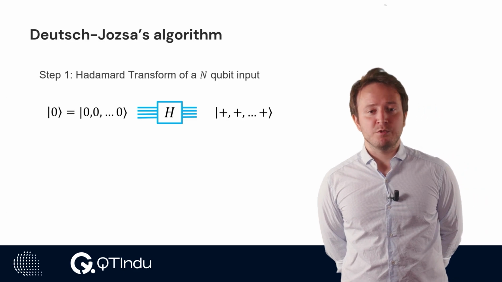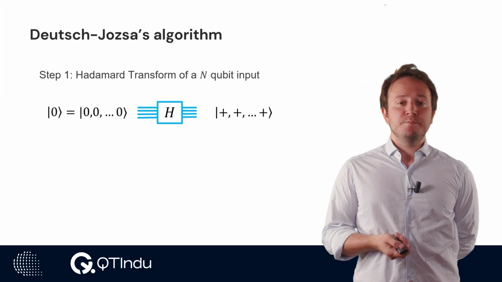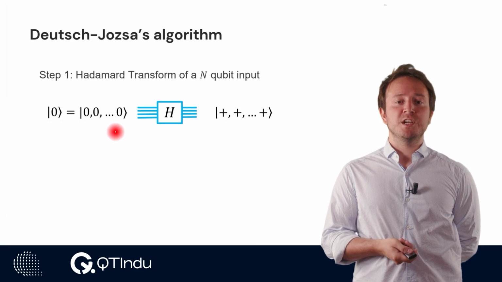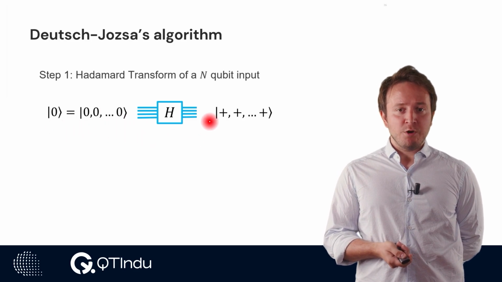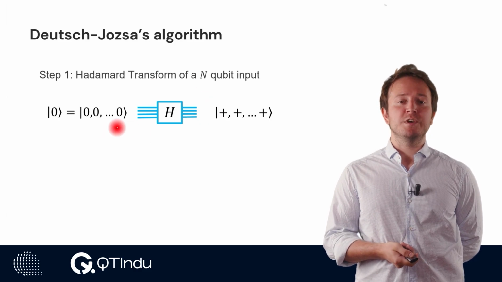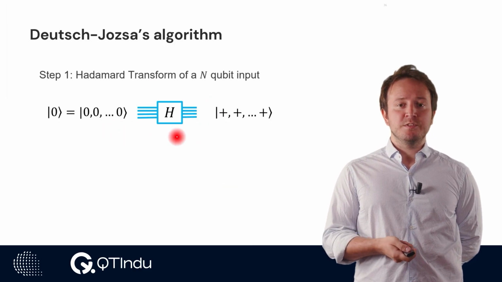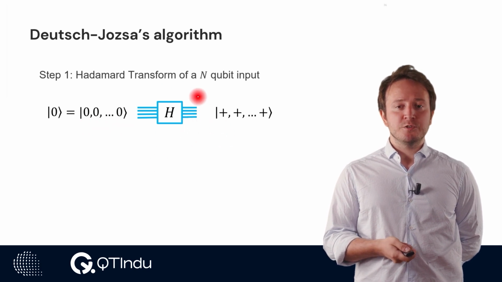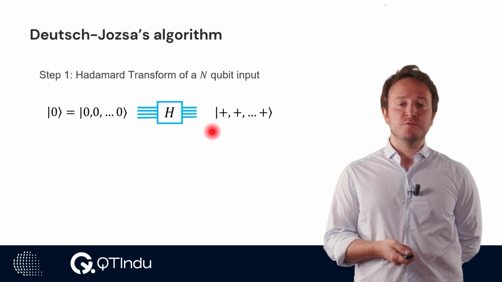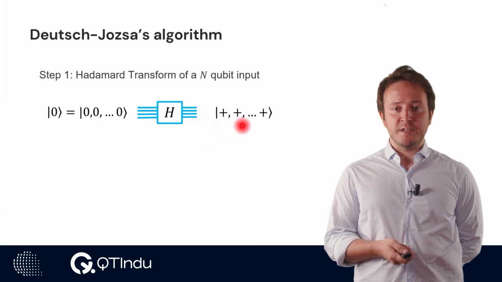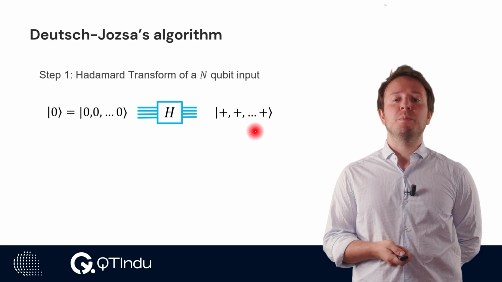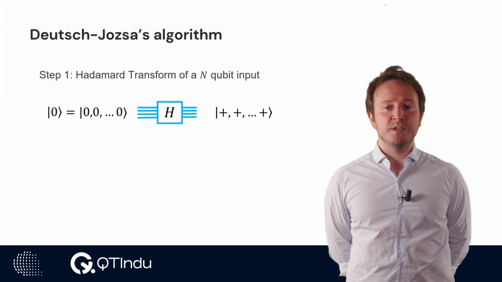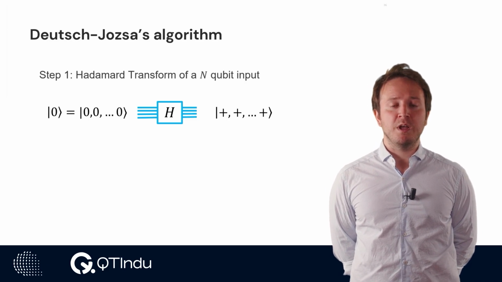So let's see step by step what happens in this case. We start, once again, with the state 0, where all the bits are initialized in the 0 state. We now apply a Hadamard to this input registry. What this shorthand notation means is that we apply a Hadamard gate to all of the qubits. So this transformation is called a Hadamard transform. And what will happen is that all the states that are initialized in 0 will become the plus state. So the output of this transformation is just a tensor product of all plus states.